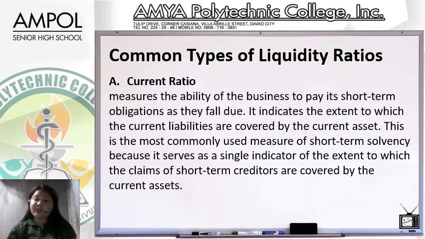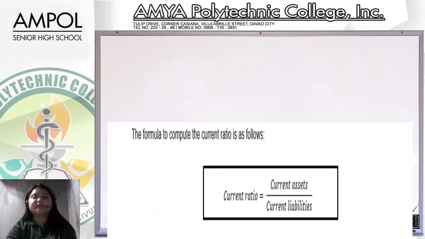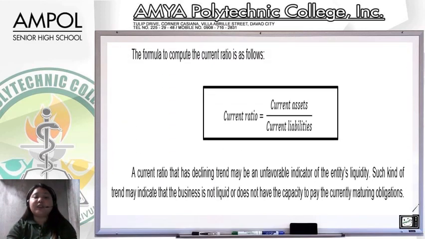This measures the ability of the business to pay its short-term obligations as they fall due, and it indicates the extent to which the current liabilities are covered by the current assets. This is the most commonly used measure of short-term solvency because it serves as a single indicator of the extent to which the claims of short-term creditors are covered by the current assets. Here, the formula to compute the current ratio is as follows. The current ratio is equal to the current assets over the current liabilities.